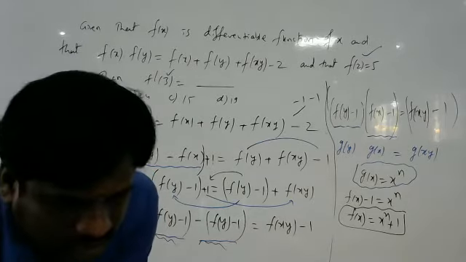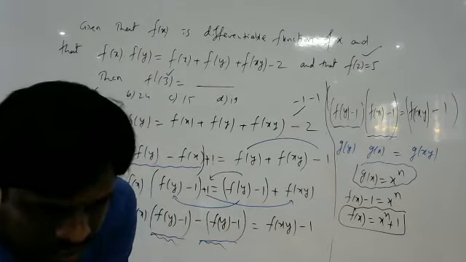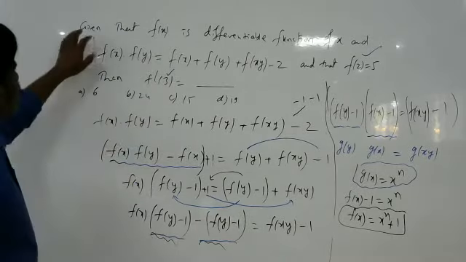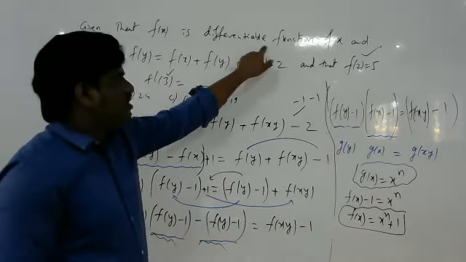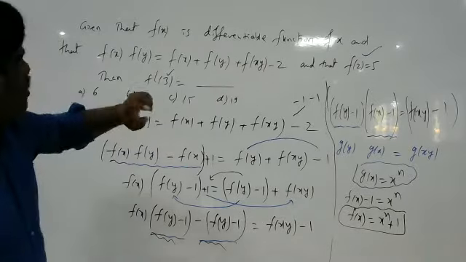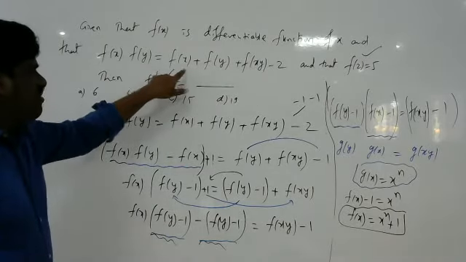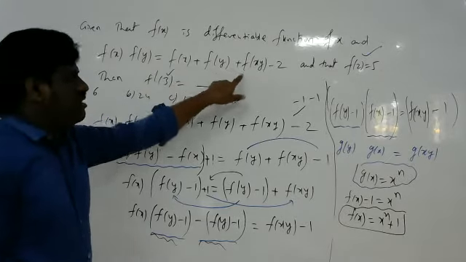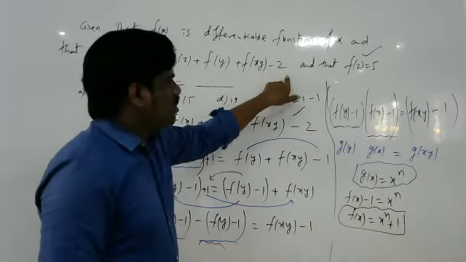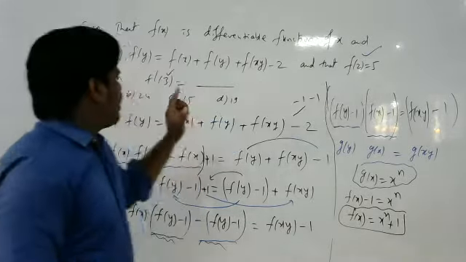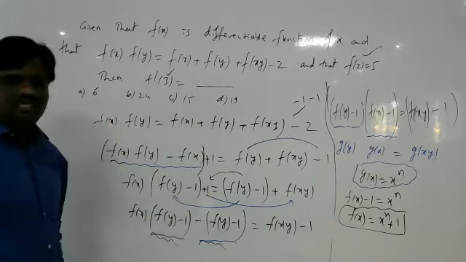Yeah, all of you look here. Now this is an important question. Given that f(x) is a differentiable function of x, and f(x) times f(y) is equal to f(x) plus f(y) plus f(xy) minus 2, and given f(2) is 5, then f'(3) is how much?